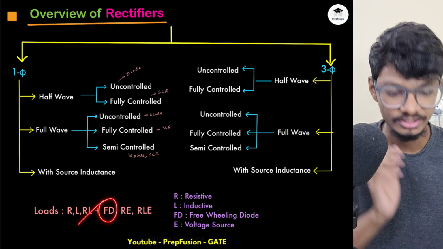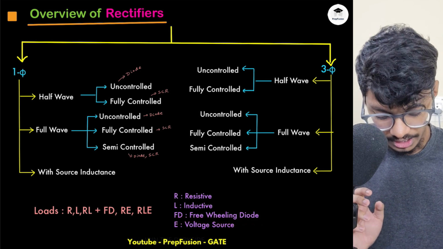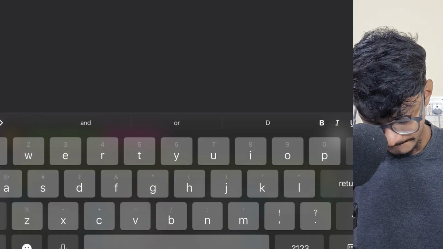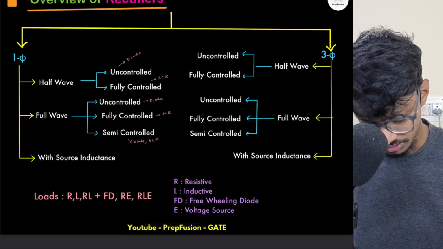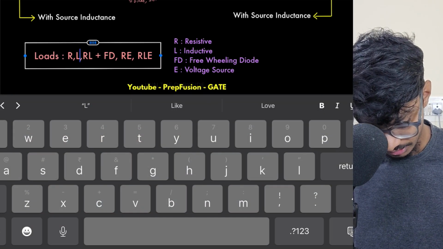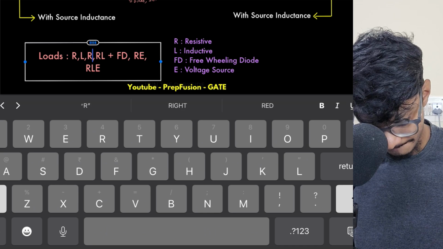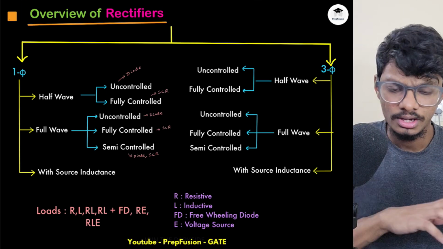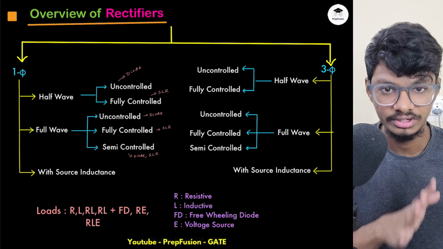FD means freewheeling diode, right? And RE means simple RE and RLE, and there will be one RL as well. Like all these loads are there. I haven't written the RL as well. This will be RL, RE, then RLE plus FD. FD means freewheeling diode. We'll understand what this freewheeling diode means.